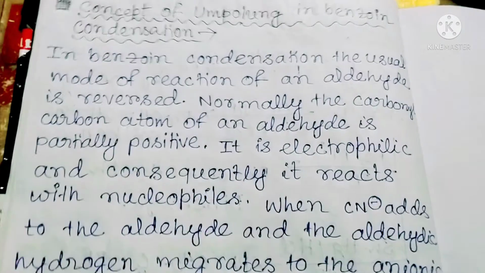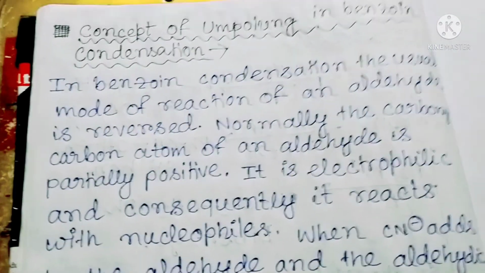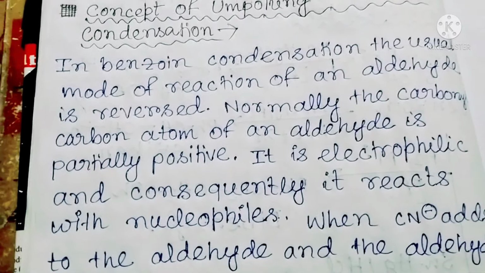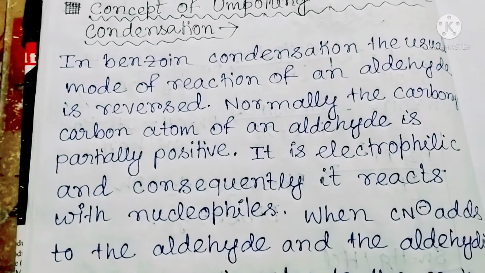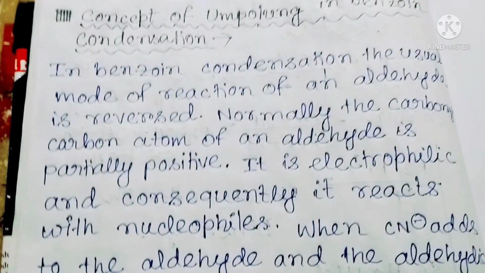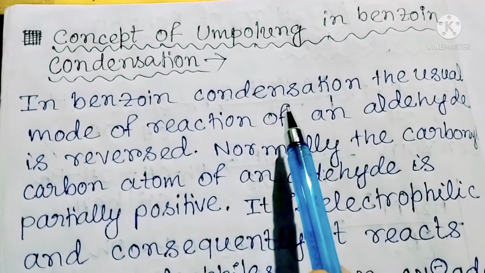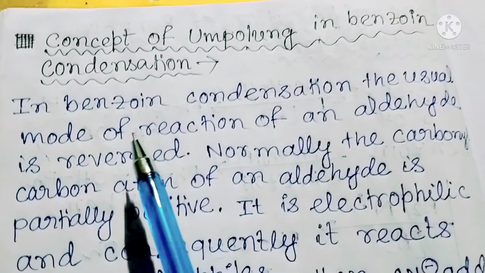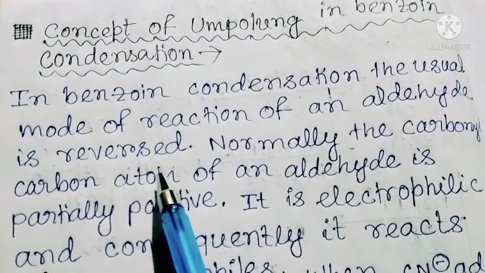Now, let's see the concept of Umpolung in benzoin condensation. So students, what is Umpolung? Umpolung is a German word for polarity reversal. Now, let's see the concept. In benzoin condensation, the usual mode of reaction of an aldehyde is reversed.